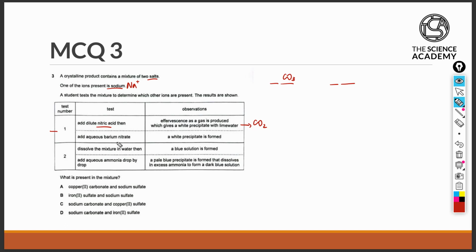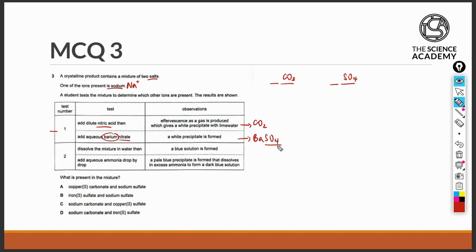By adding barium nitrate, a white precipitate is formed. All nitrate salts are soluble, so barium must have been the cause of the white precipitate. In this case, the only white precipitate that involves barium is barium sulfate. So we know that sulfate must have been the other anion in the mixture of the two salts.